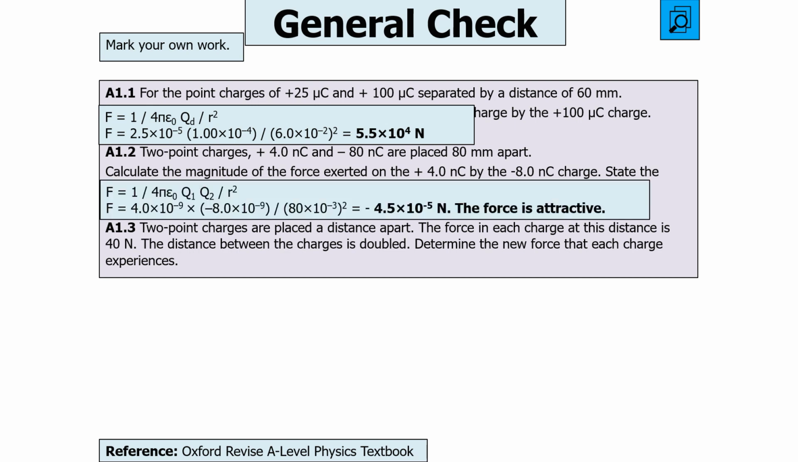Again, we're using Coulomb's law here, and we work it all out by popping in the numbers. We know nanocoulombs means 10 to the minus 9, and we're doing r squared. Remember, millimeters turns into meters, so that's 10 to the minus 3. So we get our answer to be minus 4.5 times 10 to the minus 5 newtons.